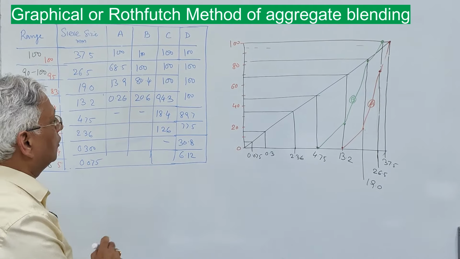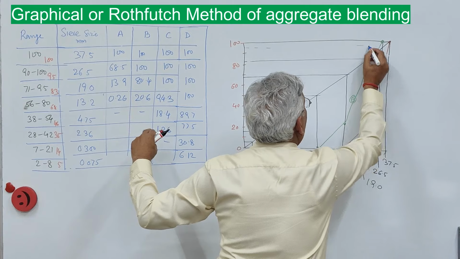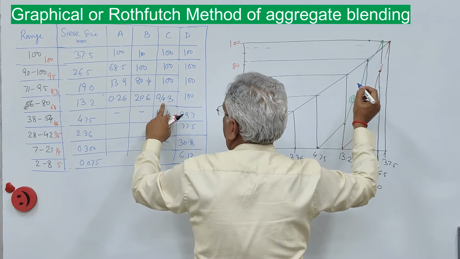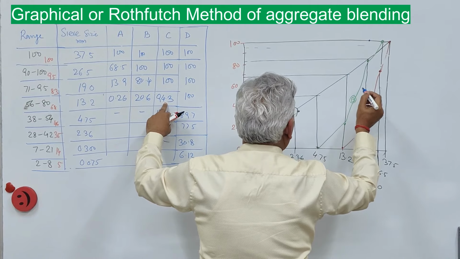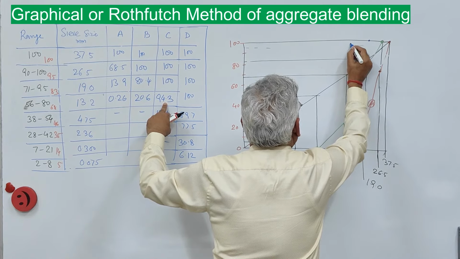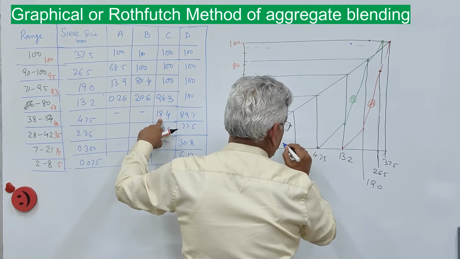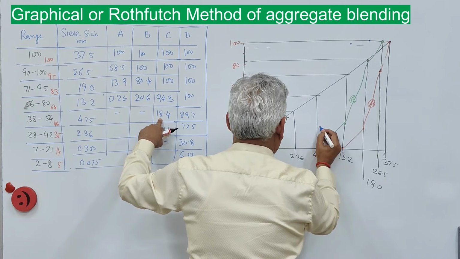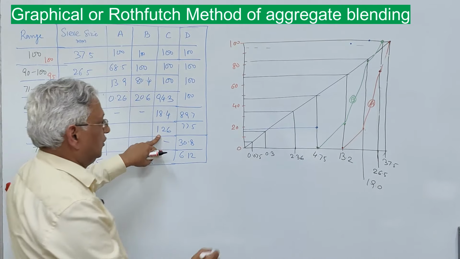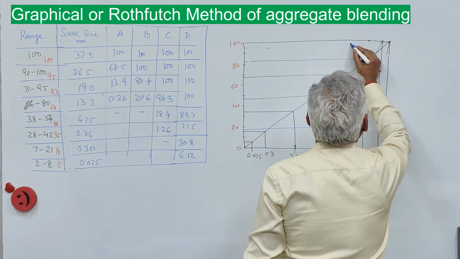Now you plot C. 19 millimeter is 100, so this is 100. Then 94.3, that is at 13.2 size, so 94 is here. Then 18.4, 18.4 is somewhere here. Then 1.26 at 2.36. So this is aggregate C.